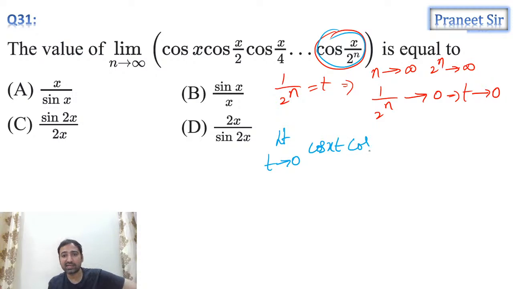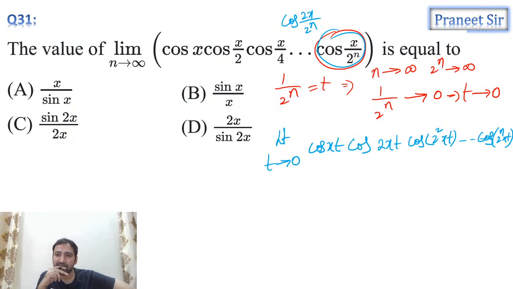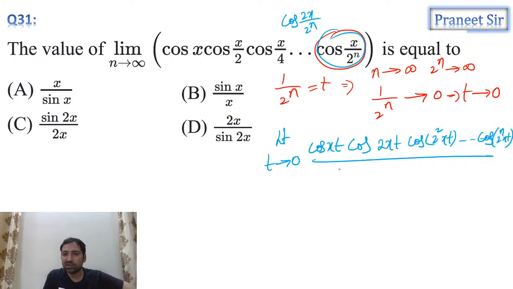What about the last but one term? We can write it like this: 2x by 2 power n. So 1 by 2 power n is t. So can I write it as cos 2xt, and then cos 2 square into xt, and so on up to cos 2 power n into xt? That's what we're getting. Now both numerator and denominator I'll multiply with sin xt. This is what I'm getting.